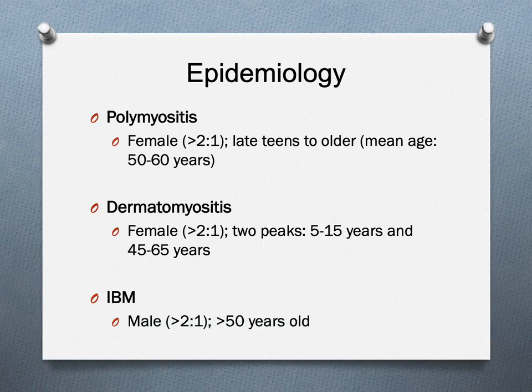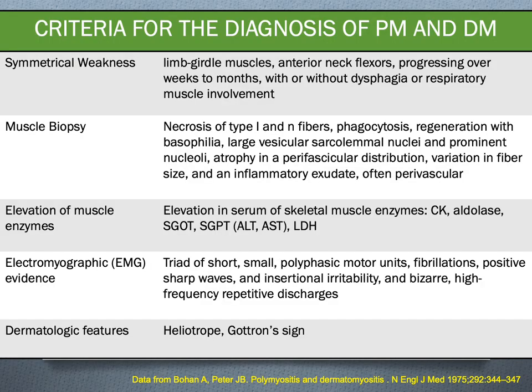IBM or inclusion body myositis, on the other hand, has a male predominance which may occur in older individuals of more than 50 years old. So this is the criteria for the diagnosis of polymyositis and dermatomyositis, which are the two more common types of myopathy. So we have symmetrical muscle weakness affecting the proximal muscle groups.